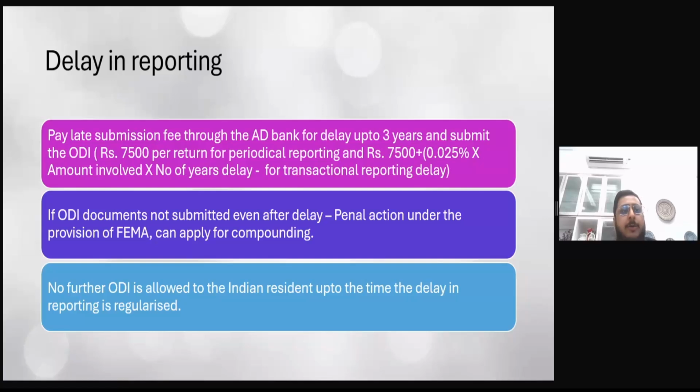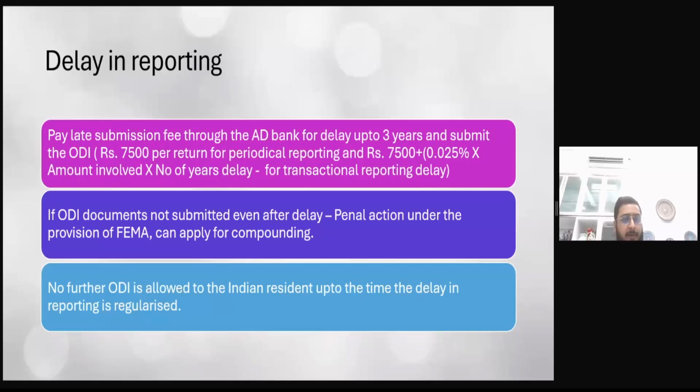Now, what happens when there's a delay in reporting? See, you don't want to get into that. Delay in reporting, when we are dealing with FEMA, when we're dealing with RBI, we do not want to get into delay in reporting. So that should be avoided in the first instance. And that should be put in the client's mind also: whatever happens, there should not be a delay. But still, if there's a delay, what to do?